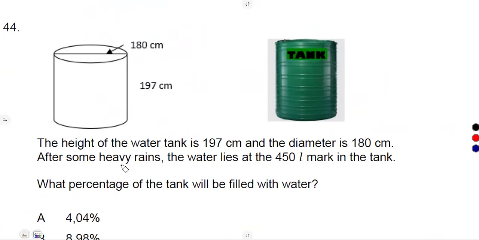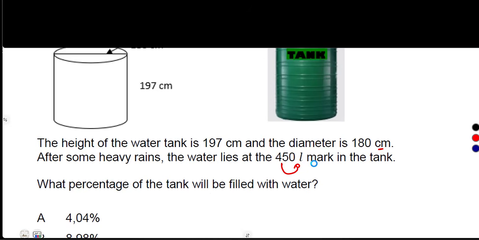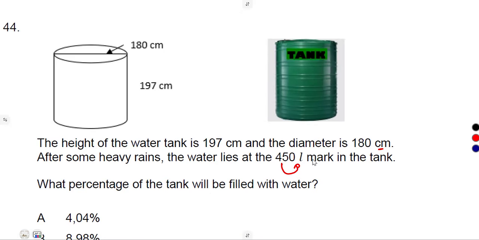On number 44, the height of the water tank is 177, the diameter 180 centimeters. After heavy rains, the water lies at 450 liters mark of the tank. What percentage of the tank will be filled with water? So it's from capacity. Remember that question that was asking us about capacity. So when there are these heavy rains, this is the level of water that has been covered. Maybe it is up here, or maybe it's here, maybe we do not know. So let us find the capacity of the tank, the whole tank as it is.